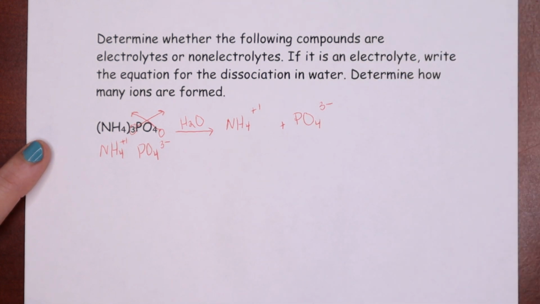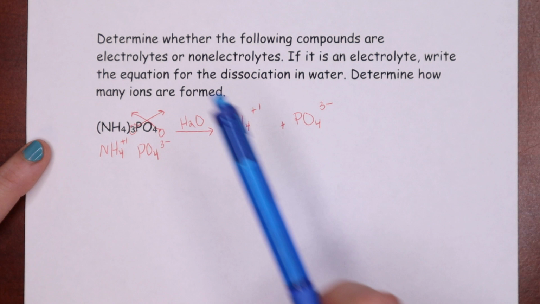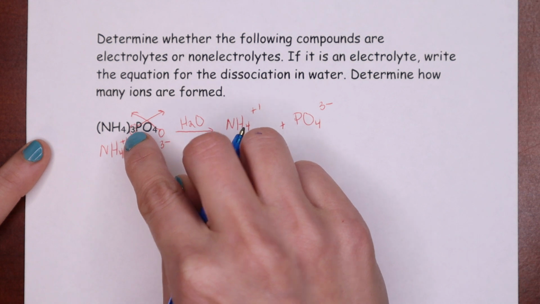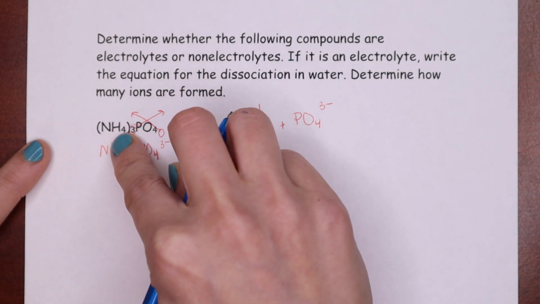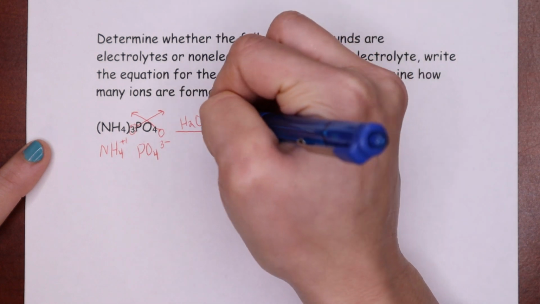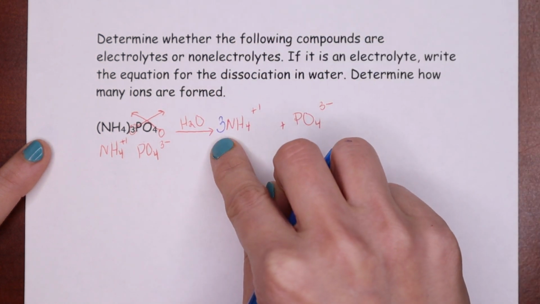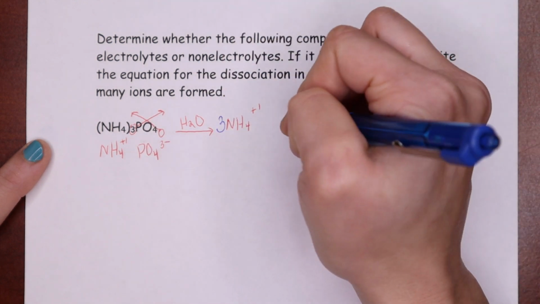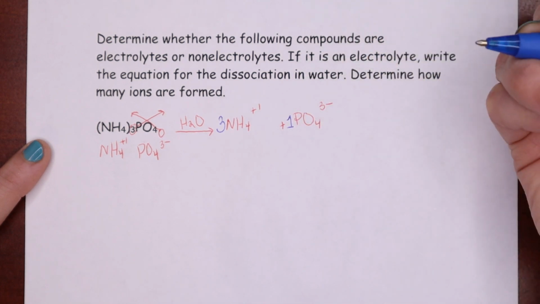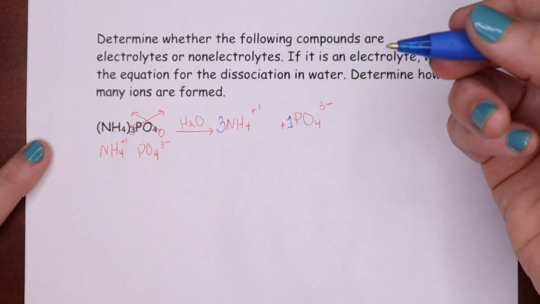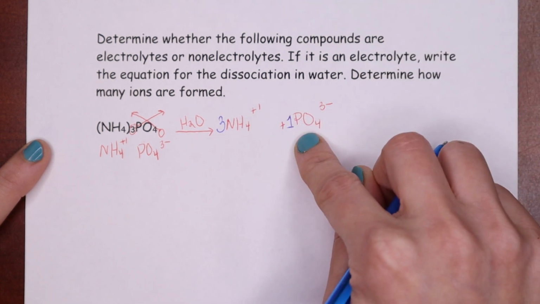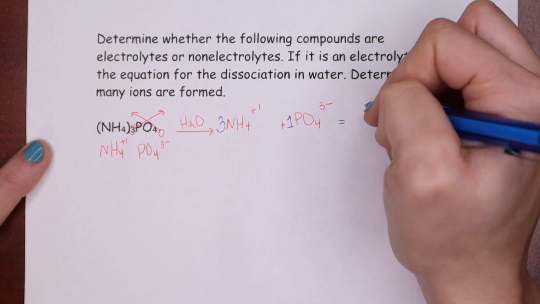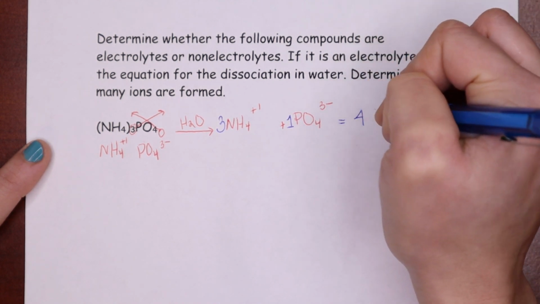Okay, after you do that, now you have to figure out how many ions. The way to do this is to look at the chemical formula and figure out how many of each there are, looking at ammonium first. There are 3, so you're going to write that here. And then you're looking at phosphate. We just have 1. You don't have to write it, but I'm writing it so that it's easier for you to know where I'm getting the numbers. So then we're just going to add these 2 ions. So 3 plus 1, we have a total of 4 ions.